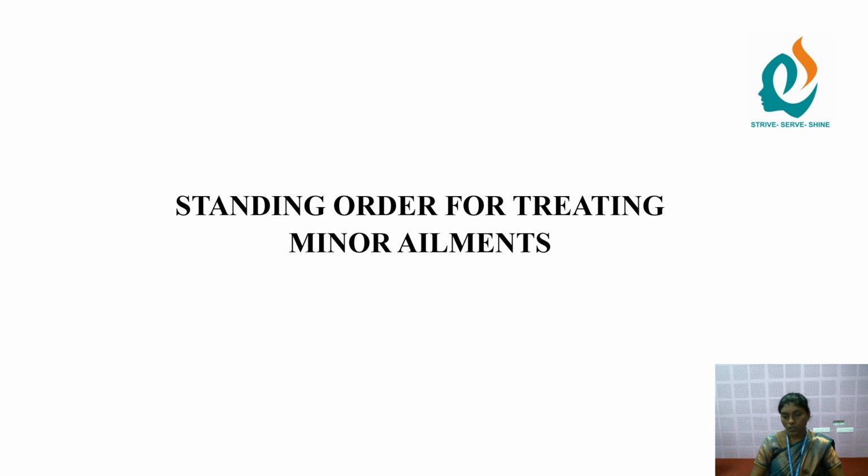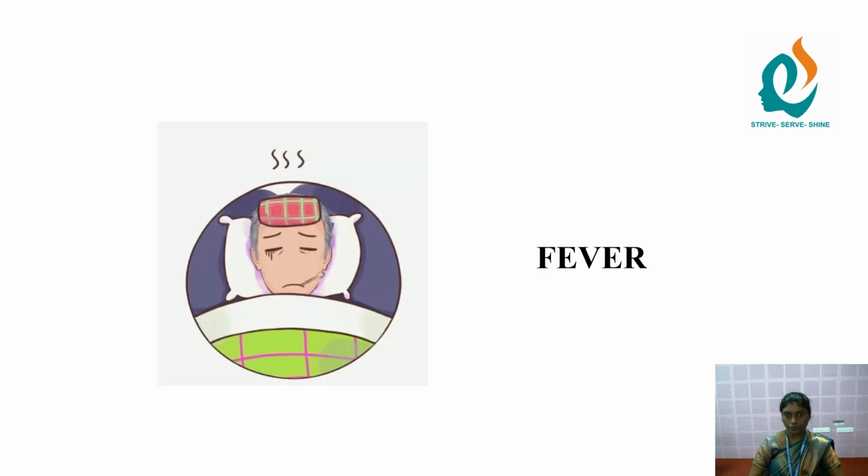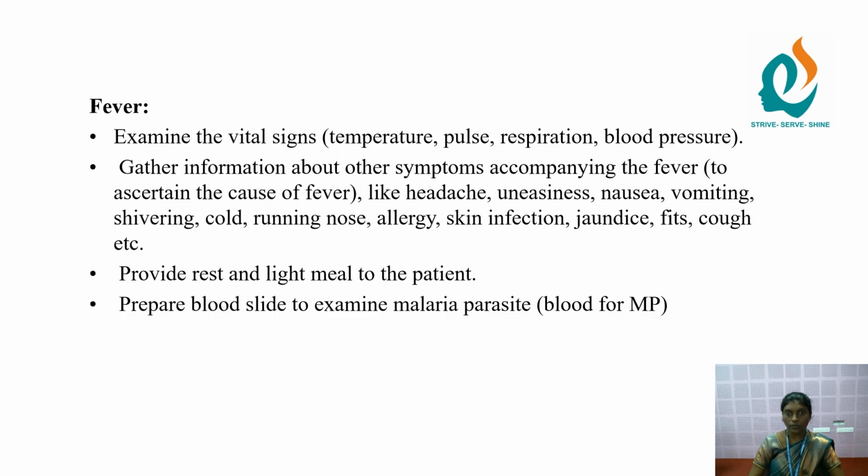We are going to see some standing orders for treatment of minor ailments. First one is fever. For fever, what treatment are you going to give yourself? Examine the vital signs, that is temperature, pulse, respiration and blood pressure. Gather information about other symptoms accompanying the fever. Ask the patient regarding headache, uneasiness, nausea, vomiting, shivering, cold, running nose, allergy, skin infection, jaundice, fits, cough, etc. While gathering this information, we can diagnose the exact type of fever.